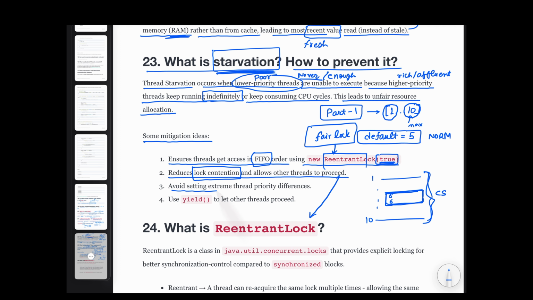Avoid setting extreme thread priority differences. For example, you set one thread's priority as 1, another thread's priority as 10. Now, obviously, 10 and 1 are much apart, and hence the thread with priority 10 will obviously get more priority as compared to 1. And this can lead to high chances of starvation. Use the yield method to let other threads proceed. We discussed that there is a yield method in the thread lifecycle. It will move a thread from running to runnable.